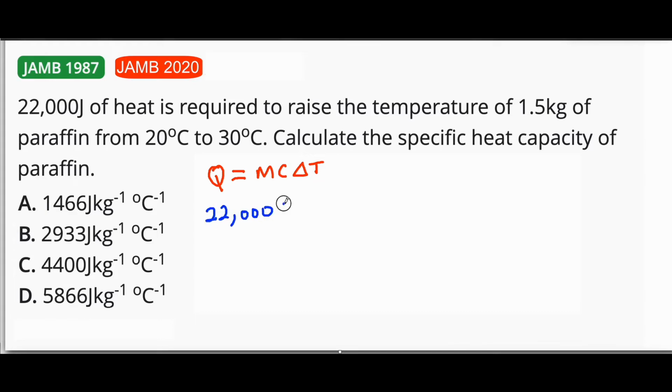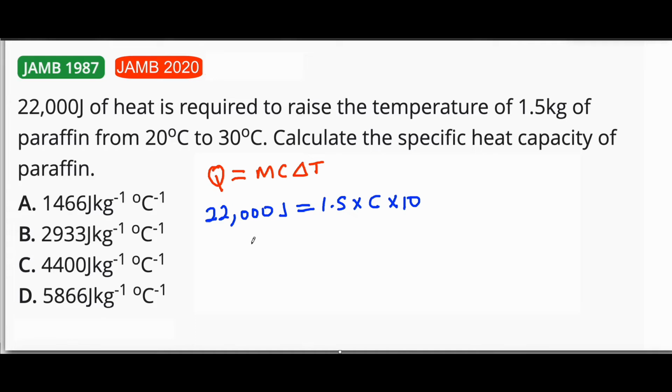22,000 joule, correct? Then for the mass given in the question, 1.5 kg times the specific heat capacity that we're looking for. Then the change in temperature from 20 degrees Celsius to 30 degrees Celsius. What is the difference? 10 degrees Celsius. Good. To solve for C, we solve further.